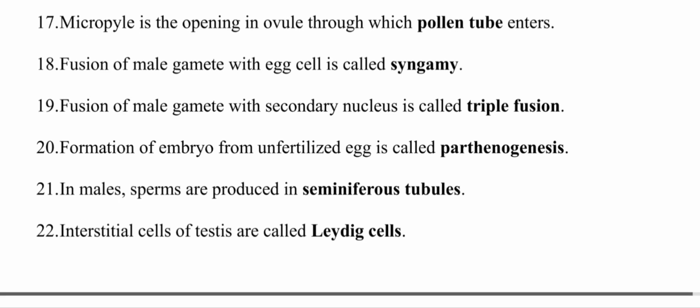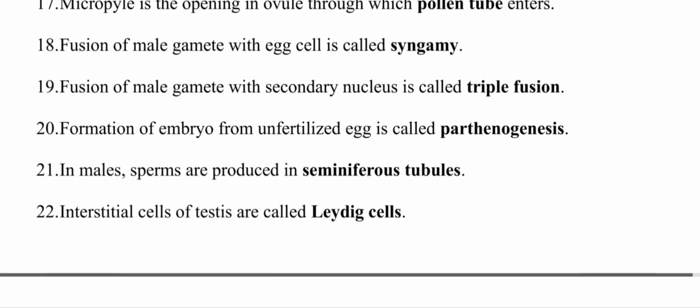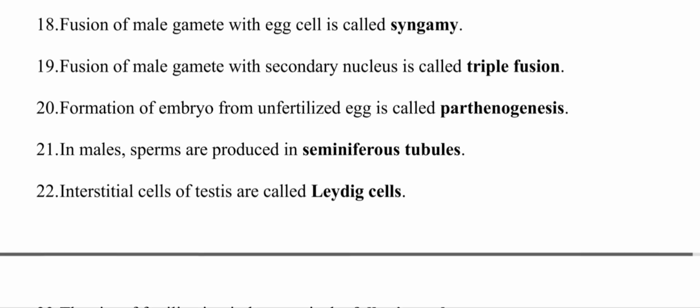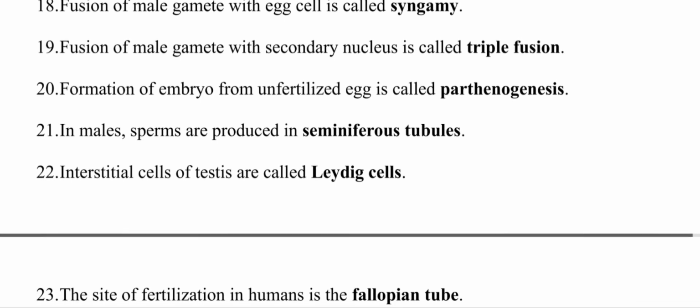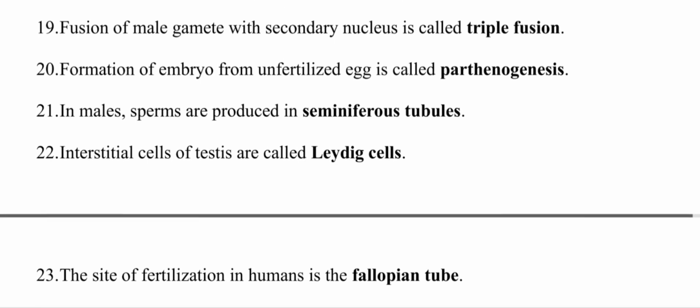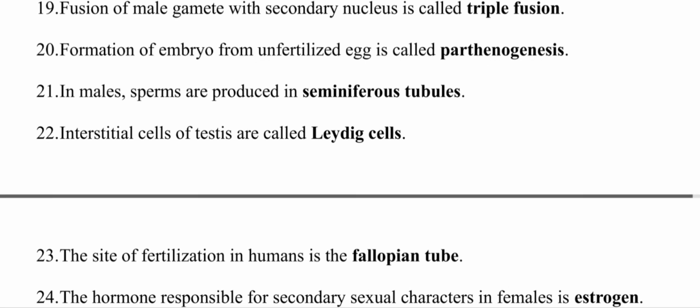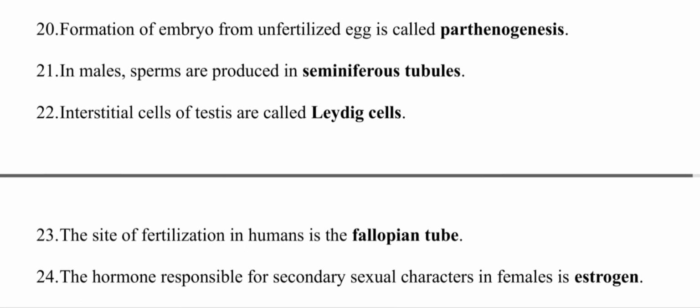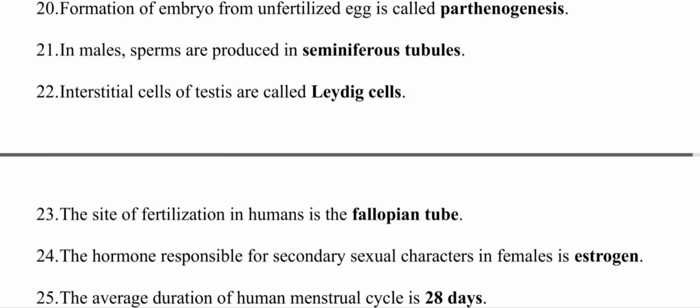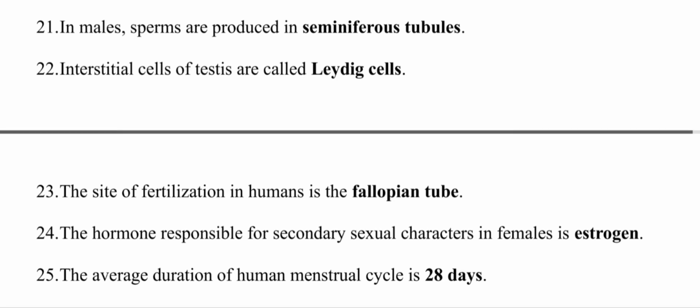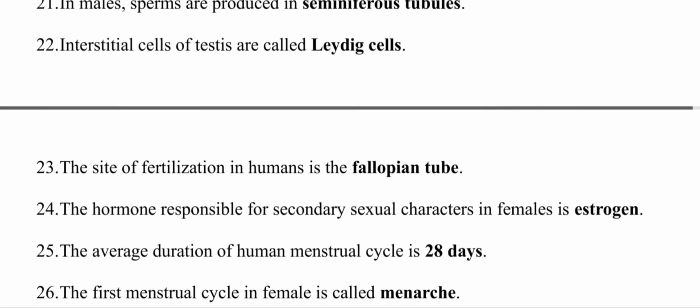18. Fusion of male gamete with egg cell is called syngamy. 19. Fusion of male gamete with secondary nucleus is called triple fusion. 20. Formation of embryo from unfertilized egg is called parthenogenesis. 21. In males, sperms are produced in seminiferous tubules.